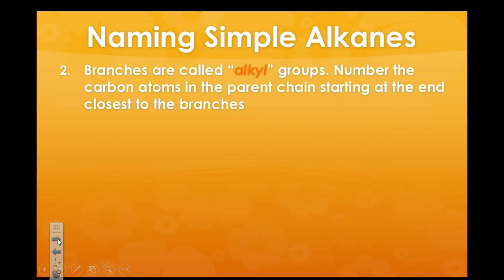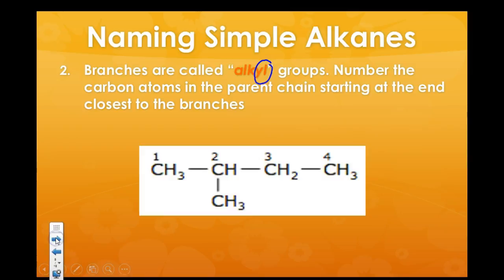Branches are called alkyls, just a fancy chemistry name for a branch. This reveals why they have the YL ending on a branch name. Number the carbon atoms in the parent branch, starting from the end that's closest to the branch. So for example, the branch is down towards this end, so I'm going to call this carbon number 1, carbon number 2, carbon number 3, carbon number 4. And I actually write down the carbon number right on the diagram to help me through this.